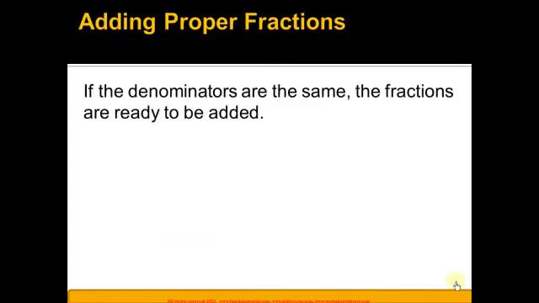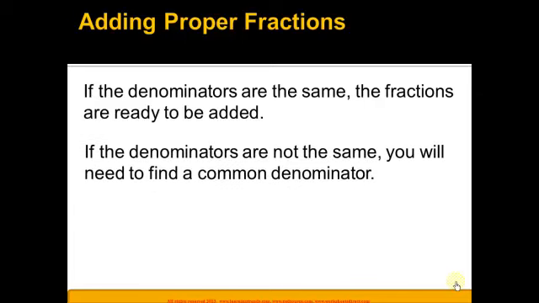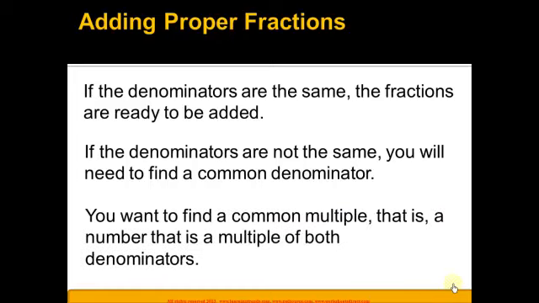Okay, let's go ahead and continue here. If the denominators are the same, in other words, the numbers on the bottom part of the fractions are the same number, then the fractions are ready to be added. However, if the denominators are not the same, you're going to need to find a common denominator. And we'll take a look at that in the next couple of slides. And one way of doing this, as far as finding a common denominator, is that you're going to want to find a common multiple. That is a number that is a multiple of both denominators.